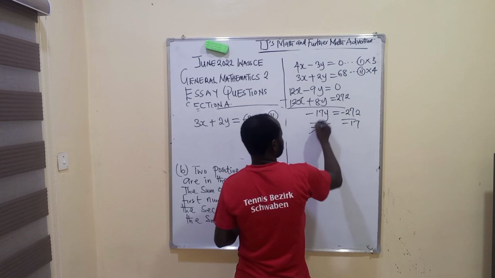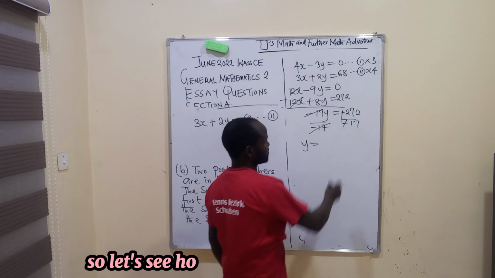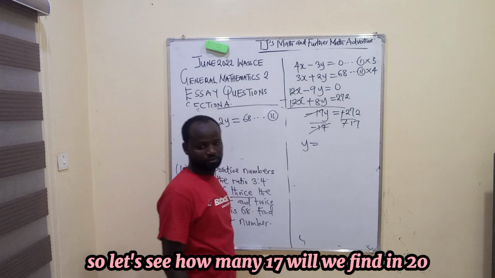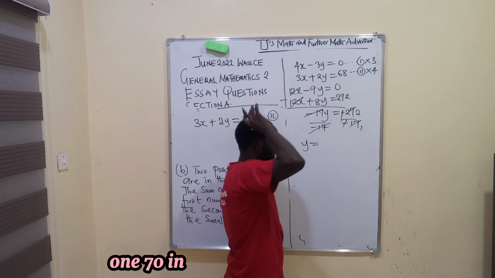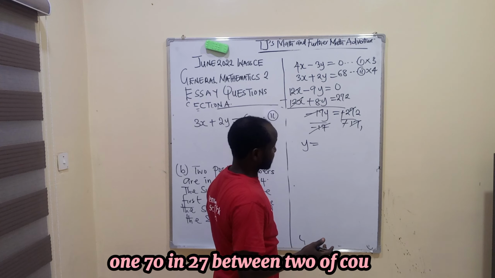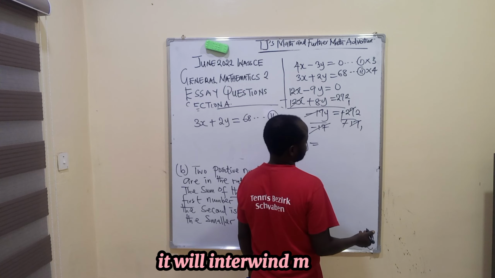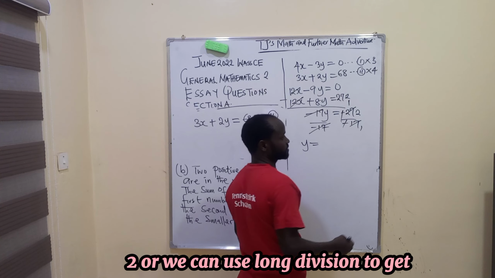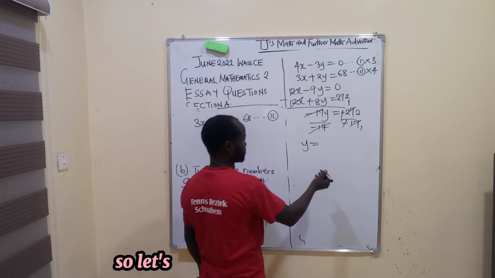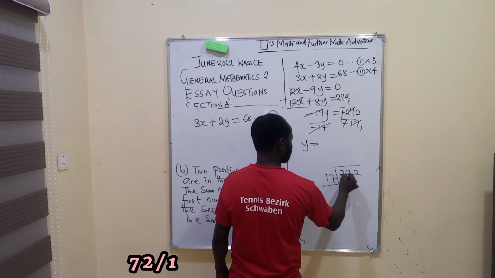Minus 17 divides minus 17y, we are left with y. Minus divided by minus is plus. So let's see how many 17s will we find in 272. 17 in 27 will enter 1, remainder 10. Or we can use long division, it will be easier. 272 divided by 17. That will be 1.